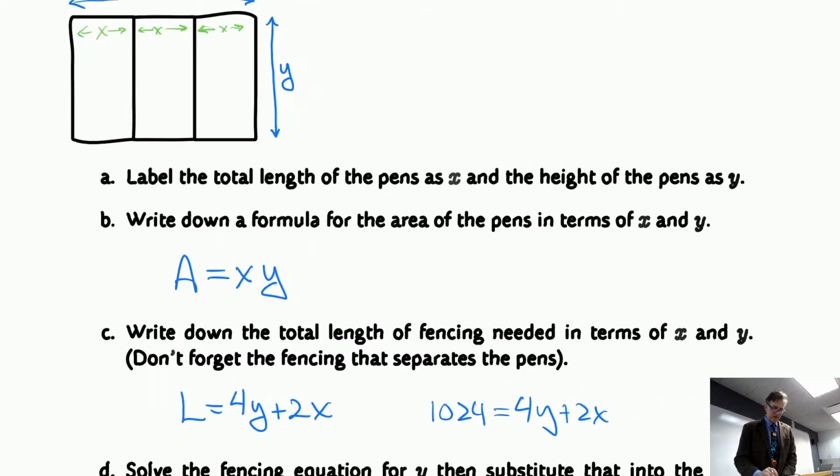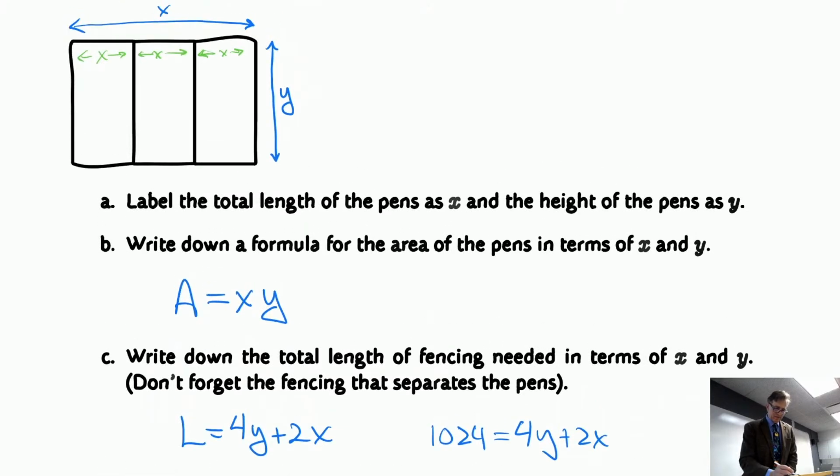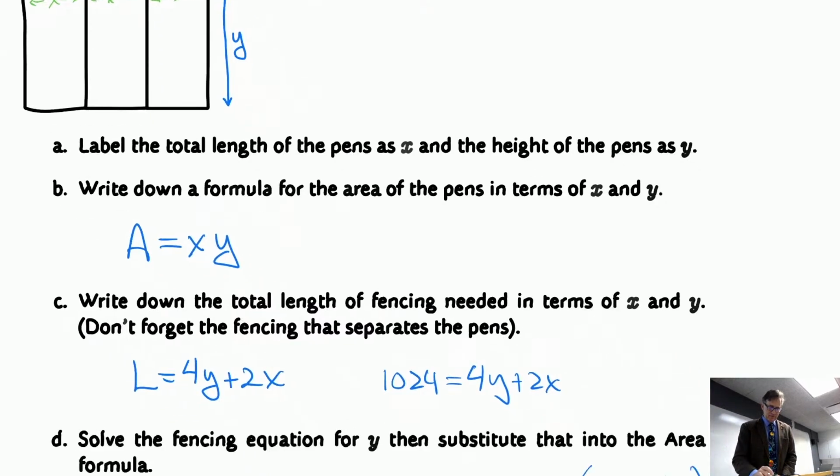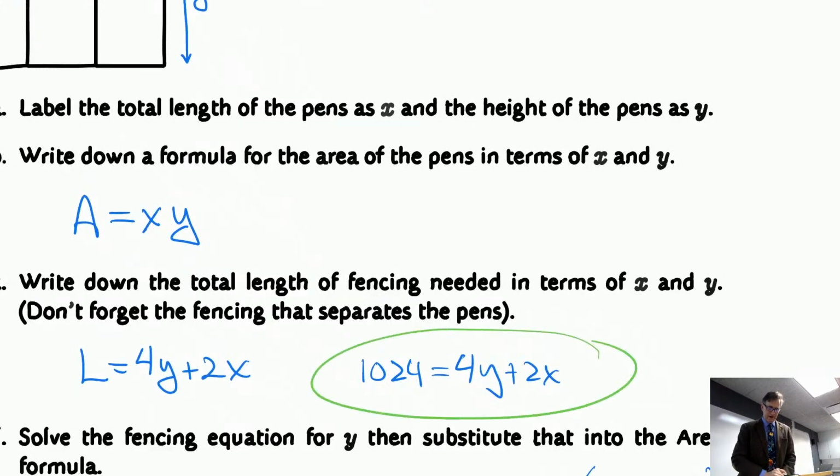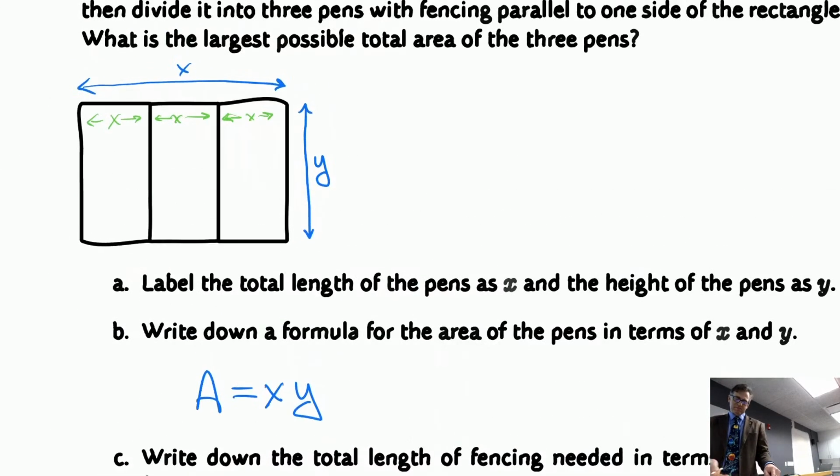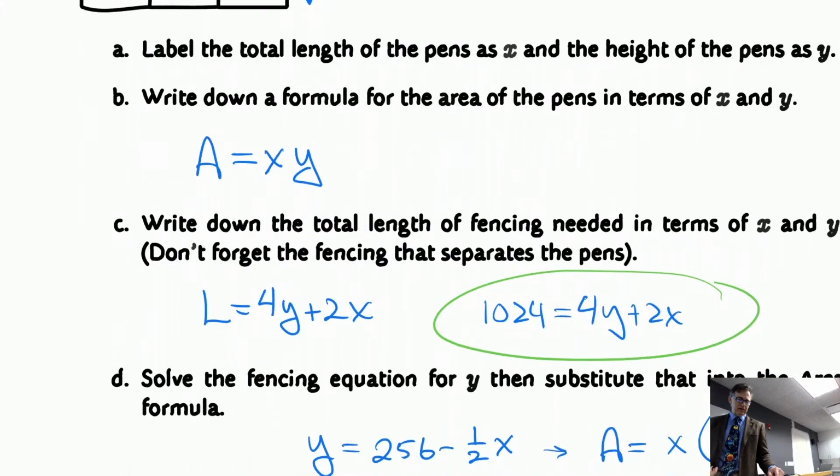The length of fencing needed, I think I counted this correctly. I've got 4 y's, that's 4 up-downs, and then I've got 2 of the acrosses. This will be different if you used the green x's. Yours would be 4y plus 6x. Still, you should end up with this or a similar or related answer. But anyway, I knew that I had 1,024 feet of fencing, and so this is where I am. I won't mention the little x's again, but if you did it with the little x's, you're probably correct. It's just your answer will look a little bit different from mine.